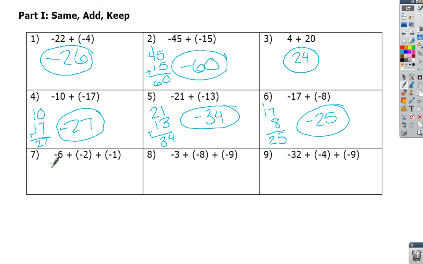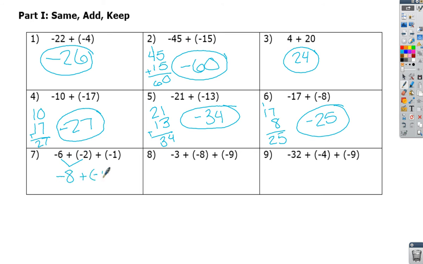Now here, there are 3 numbers, but we are doing the same thing. We have to add our first 2 numbers, and then we'll add our third number. So we have -6 plus -2. The signs are the same, so we're going to add and keep our sign. 6 plus 2 is 8. And our sign is negative.